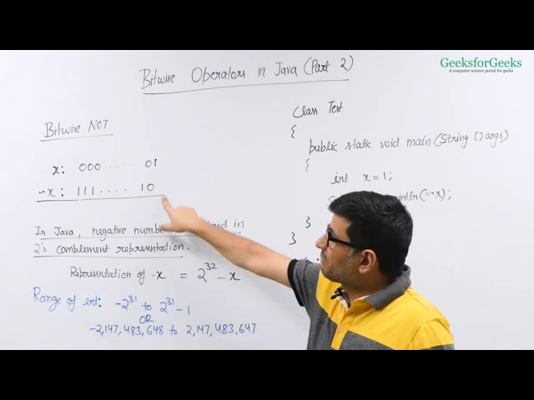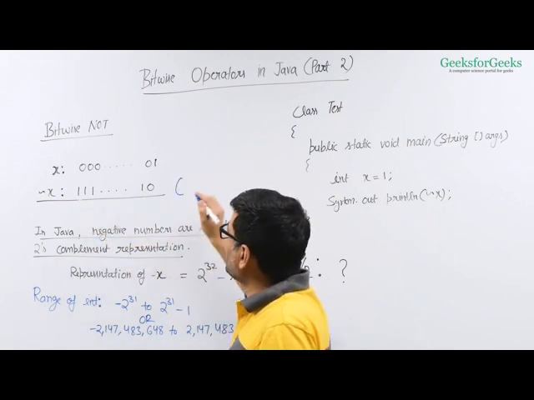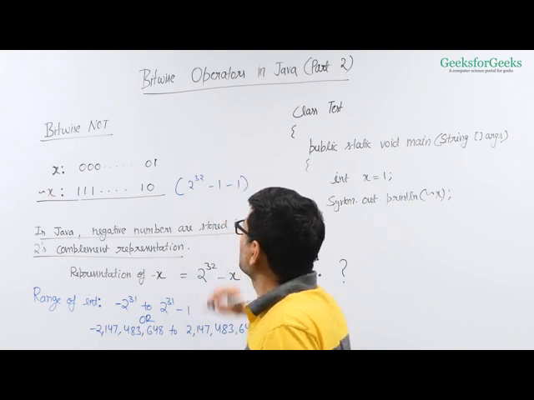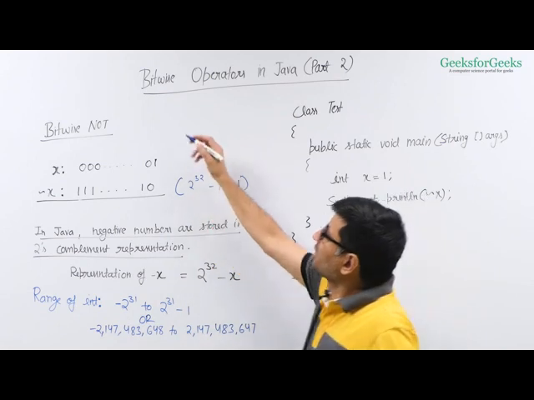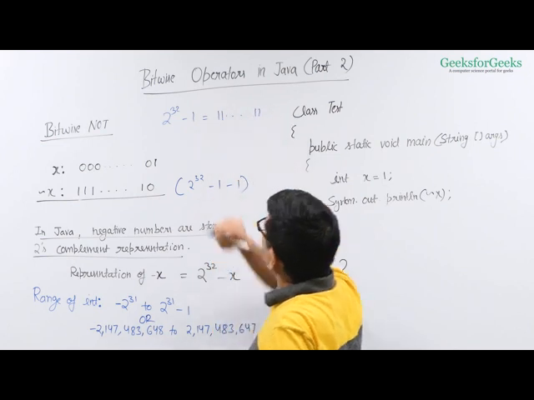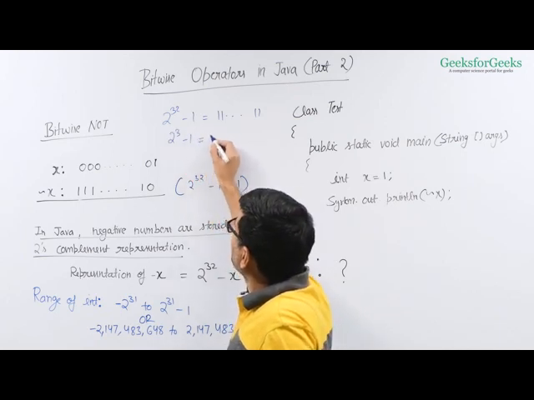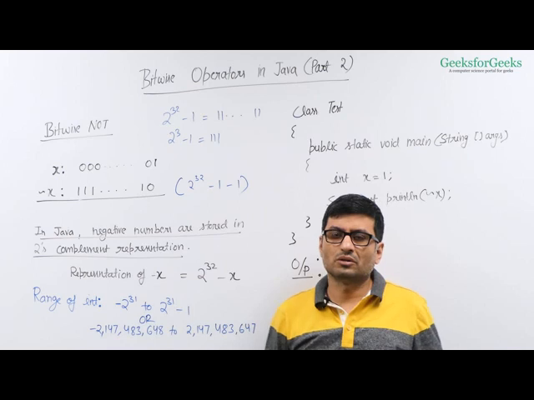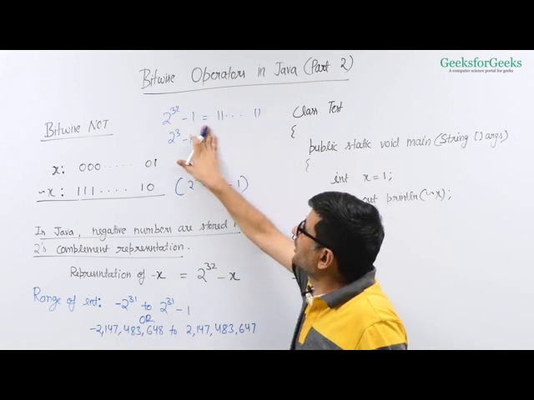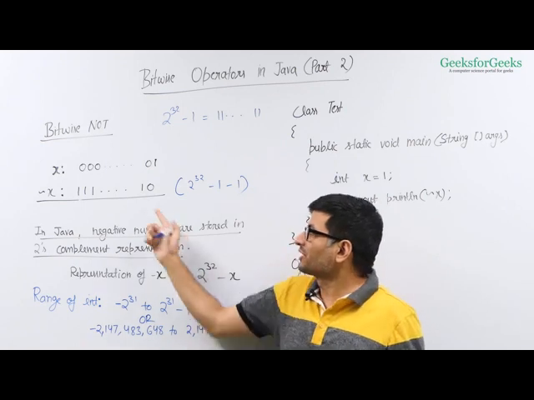So if you see this number, what is the value of this number? This number has value 2 raised to the power 32 minus 1 minus 1. How did I get this number? Please note that 2 raised to the power 32 minus 1 is 32 ones. You can do some examples. For example, 2 raised to the power 3 minus 1 is 8 minus 1, 7, and you have 3 ones. So 2 raised to the power 32 minus 1 is all 32 ones. And when you subtract 1 from it, you get this number.